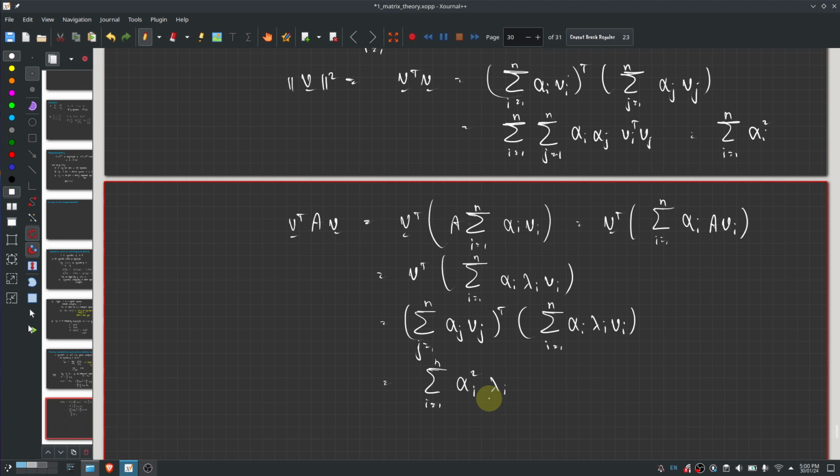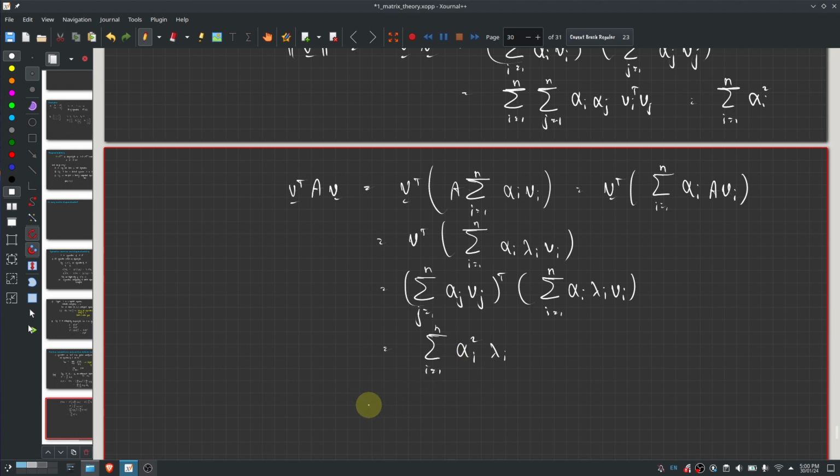Right, so what do I know about the alpha i's? If V has unit norm, then the summation of alpha i squared, i equal to 1 to n, is equal to 1, correct? So in fact I can write this as the summation, i equal to 1 to n, of beta i lambda i, where each of the beta i's is greater than or equal to 0 and the summation of all the beta i's is equal to 1.